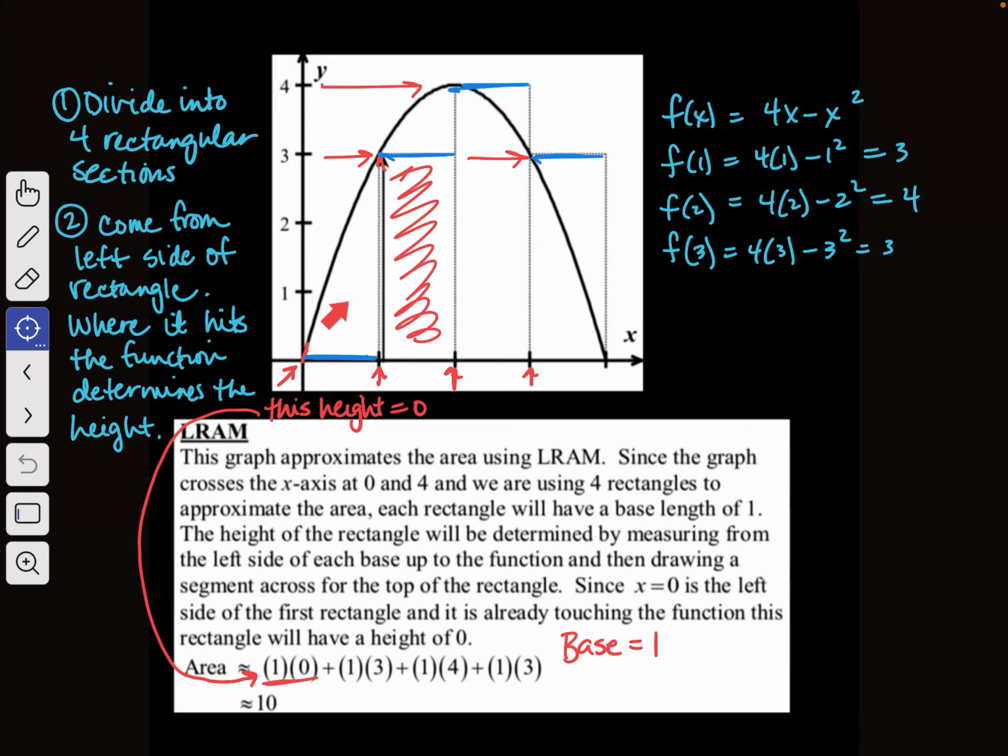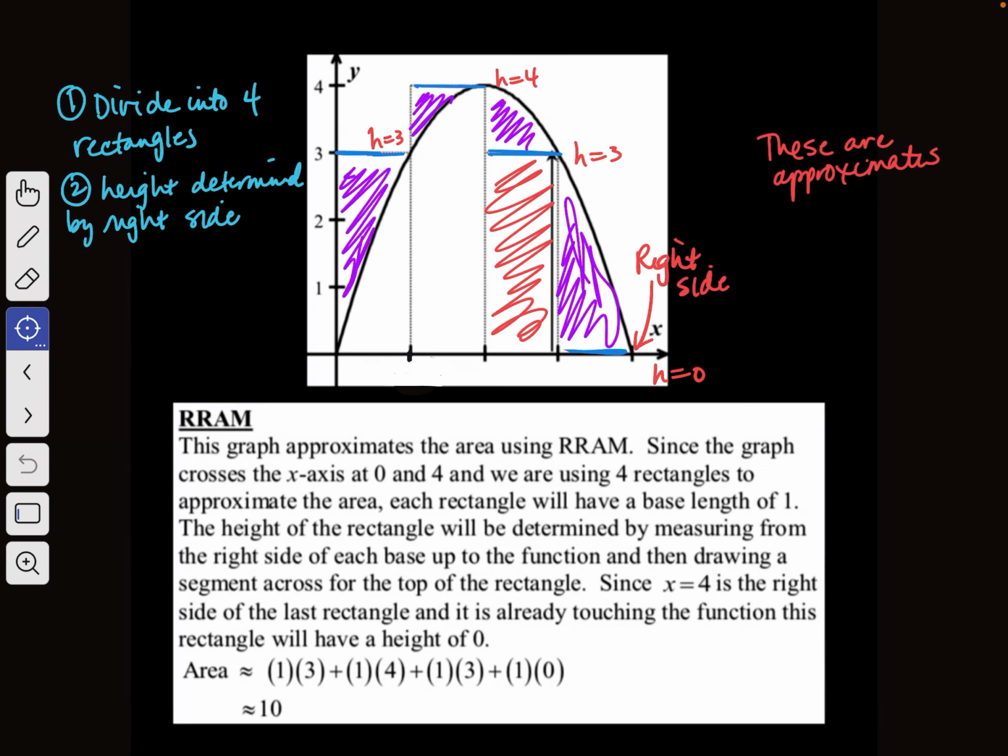We've got these areas here and here where we're missing area. But we also have some areas that are outside the curve. All right, our last example is the RRAM. Same thing, this time the rightmost corner of our rectangles intersects the curve.